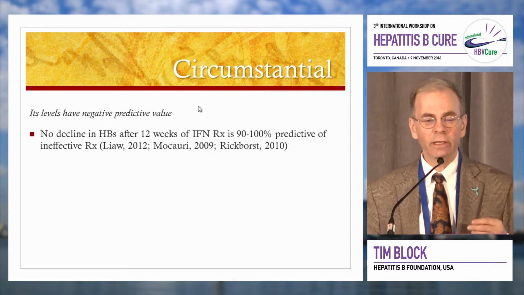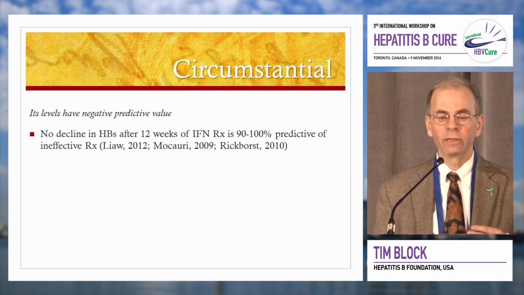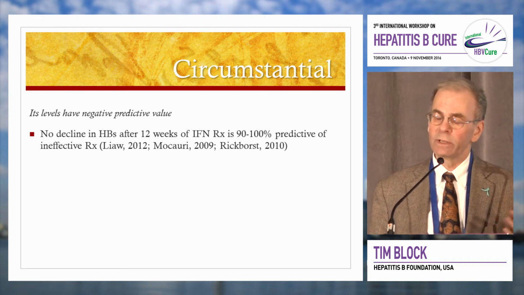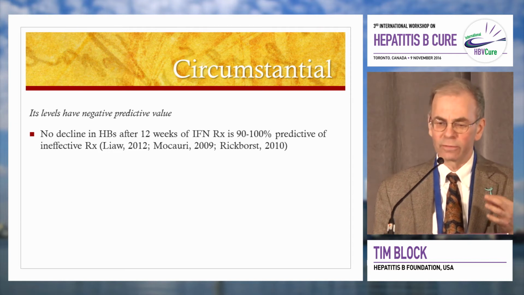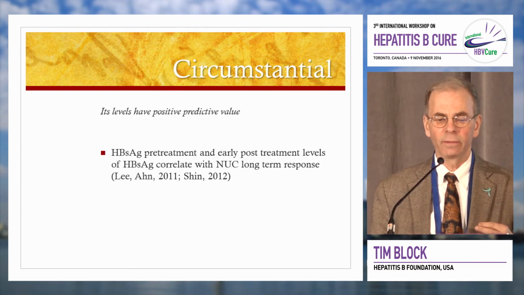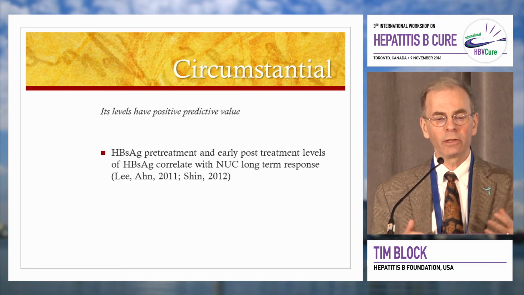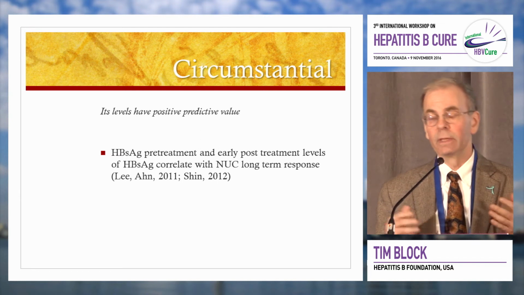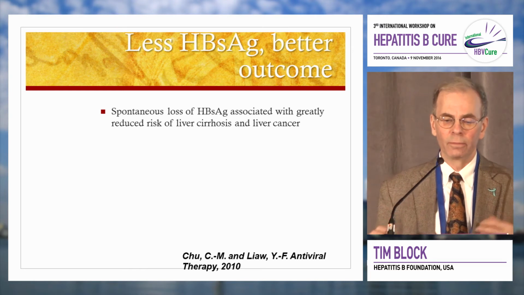Some evidence that's not direct is that levels of hepatitis B S antigen following interferon treatment, as we heard, have negative predictive value. If you don't have a decline of S antigen of a certain amount, half log or log, within 12 weeks, there's almost a certainty you will not benefit from interferon, with sustained virological benefit. There's positive predictive value too. Pre-treatment levels of S antigen in a patient and post-treatment decline correlate with outcome. Again, taken as a rule, less S antigen, better outcome overall.